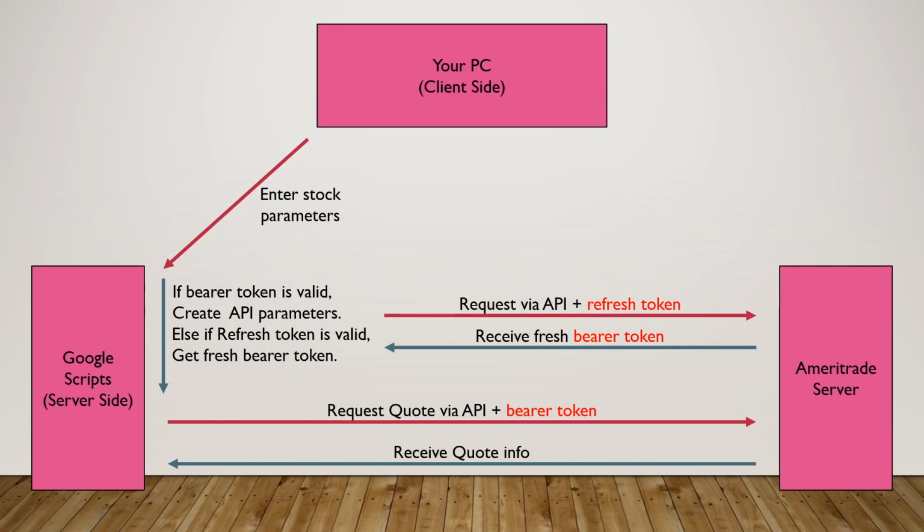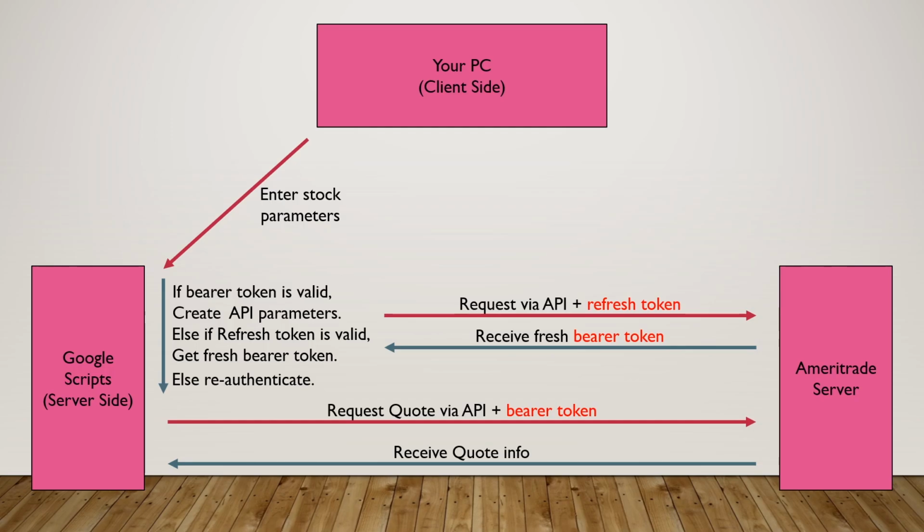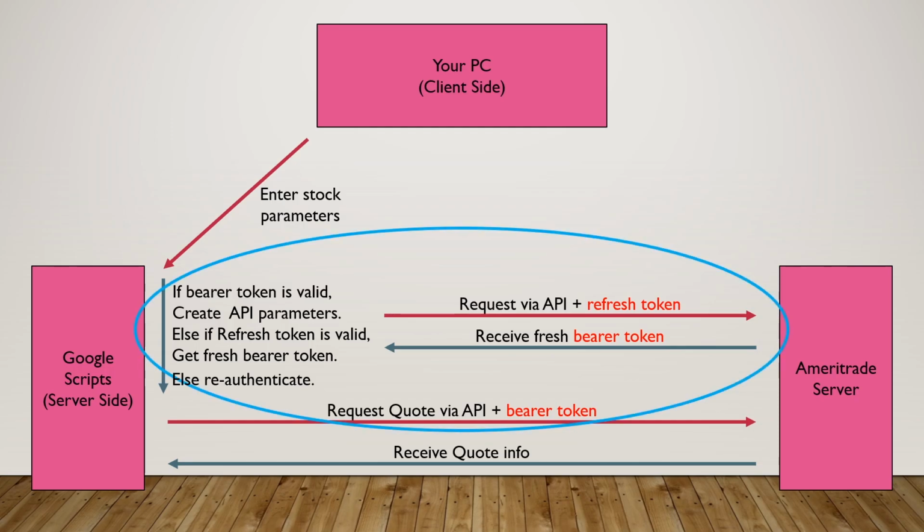If your refresh token is expired, and that takes 90 days to expire, then you need to re-authenticate yourself and get a fresh bearer token as well as refresh token. This whole procedure again, right? Of doing the HTML, the site pane and all that. This is the authentication procedure. So for the next step, we're going to just focus on this central part of creating the function to check for token validity, and if not, then getting fresh bearer tokens as well as getting re-authentication when required.